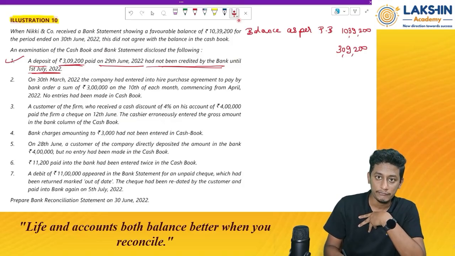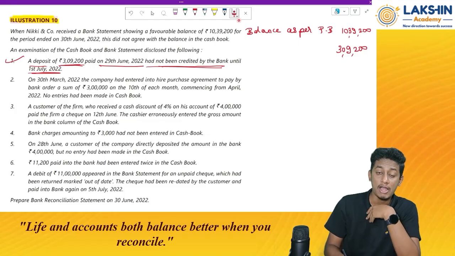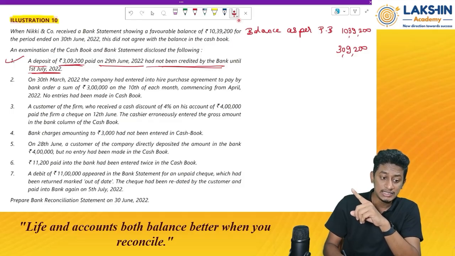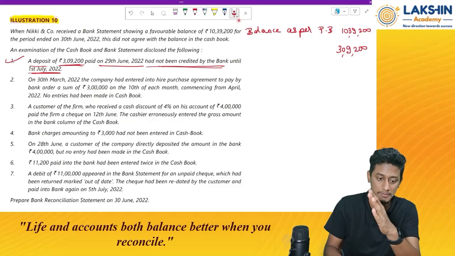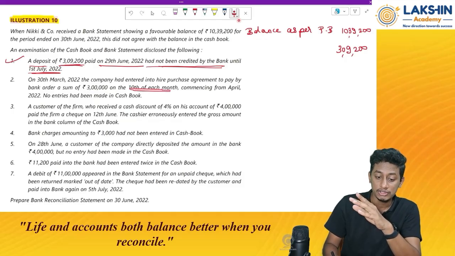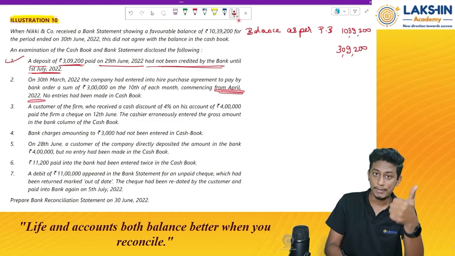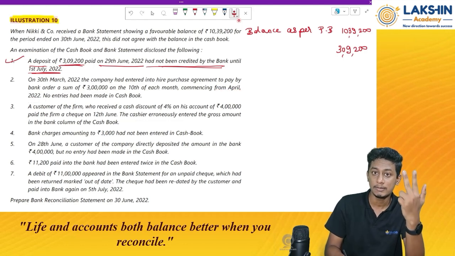Since I keep forgetting things, what did I do? I have told the bank that on 10th of every month, the bank should pay 3 lakh rupees to that particular party, to whomever it might be. But on 10th of each month. So it has started from what date? From April 2022. So April, May and June. For 3 months the bank has paid the money.